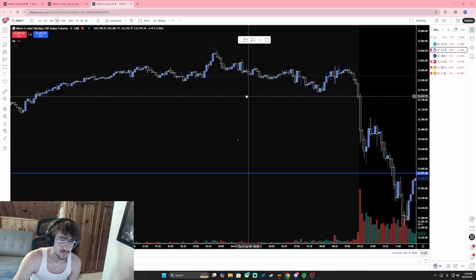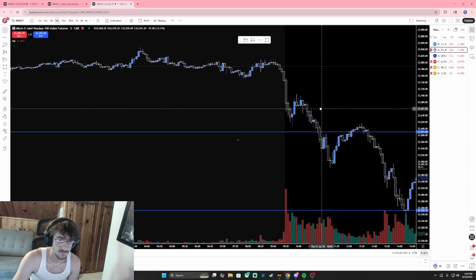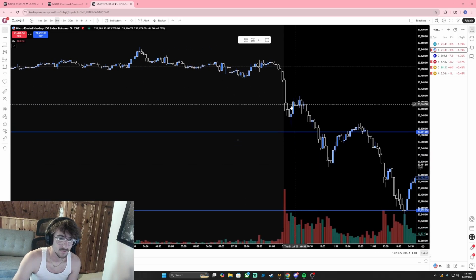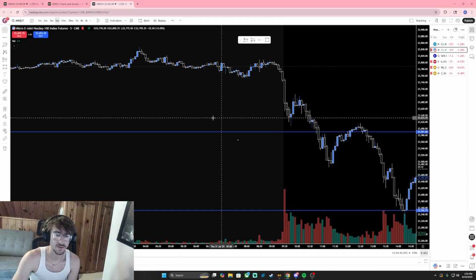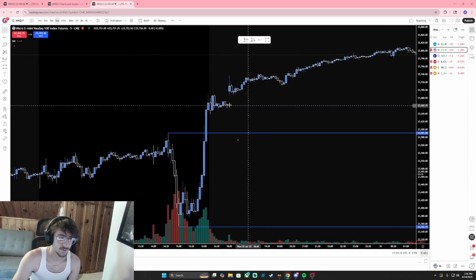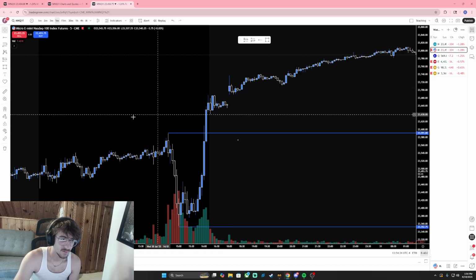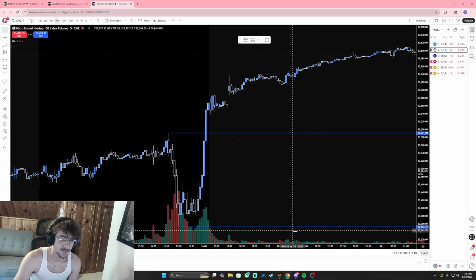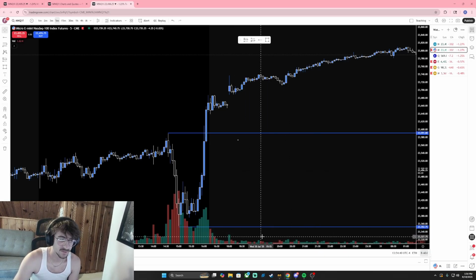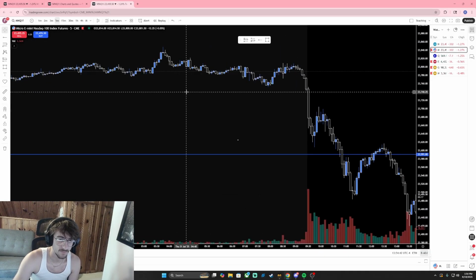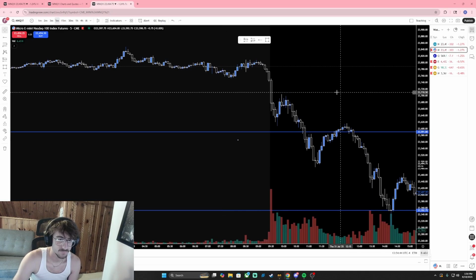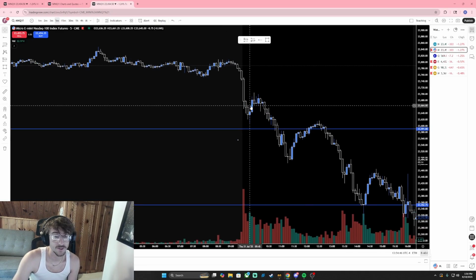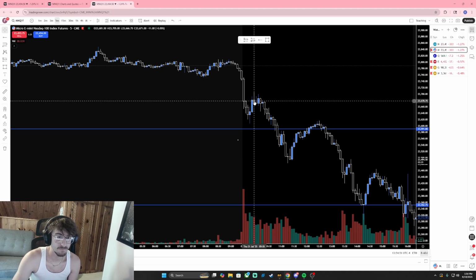But let's go back down to previous day high, which I don't know if I said it or not, but if price opens above previous day high, my bias is going to be bearish for the day. If price opens below previous day low, my bias is going to be bullish for the day. So let's see. 9:30 opens up above previous day high. I would have had a bearish bias for the day.